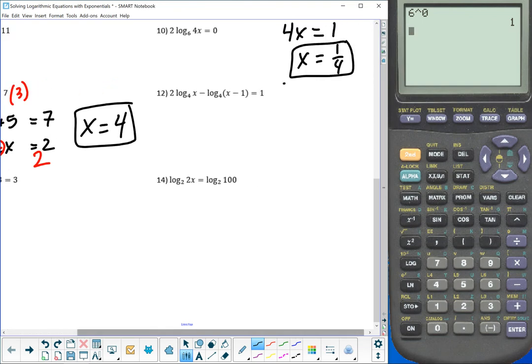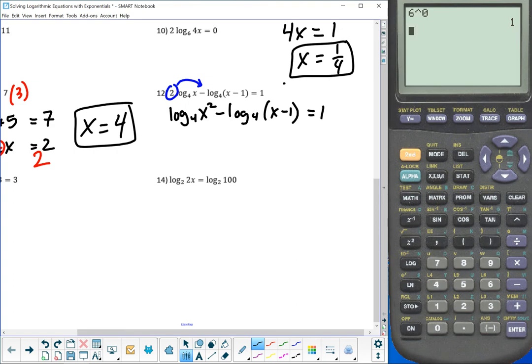Okay, on number 12, you're going to go ahead and combine these. You could do it a couple different ways. This one, first, I'm going to take this 2 and bring it to the back of the x as a power. So this is going to be rewritten as log base 4 of x squared minus log base 4 of x minus 1 equals 1.